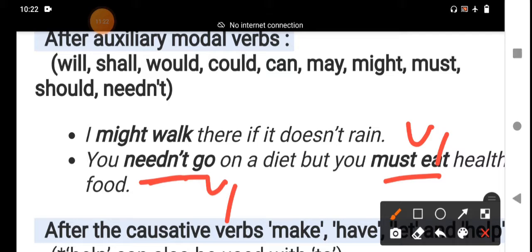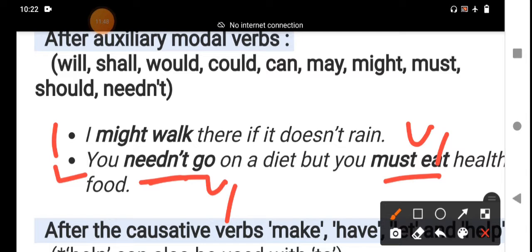For example, you take the notebook and note down some of the examples. Here only two examples are there, only 1, 2. And the students should take the notebook and write down some more examples of your own. For example, she should give her some money.